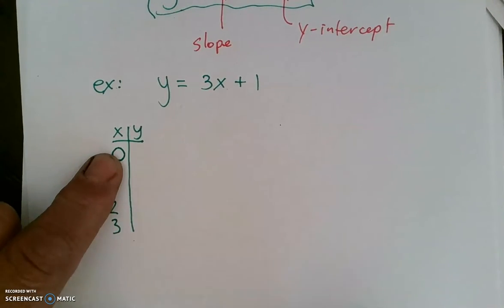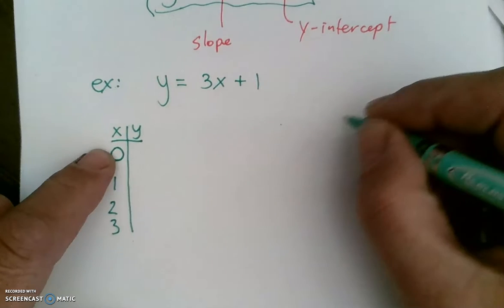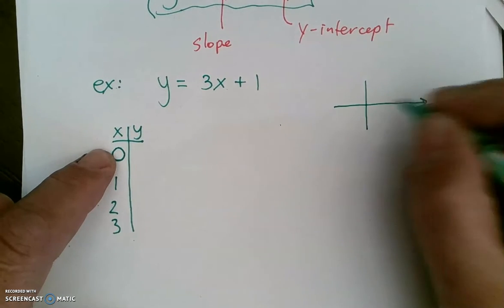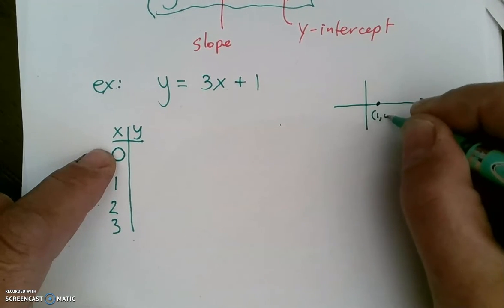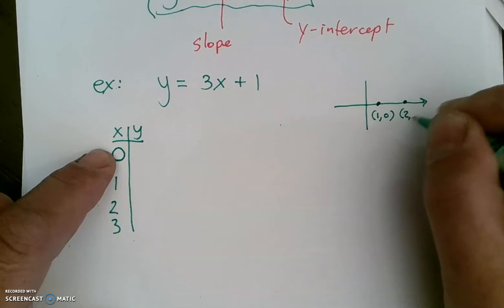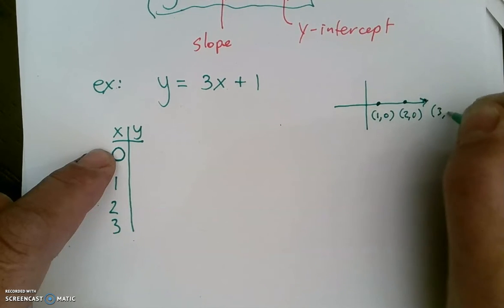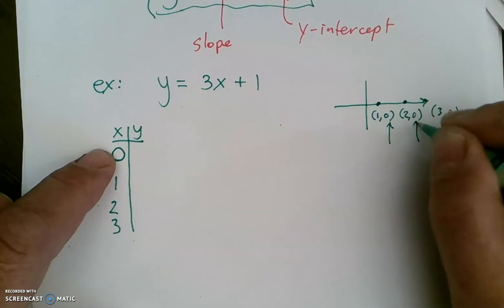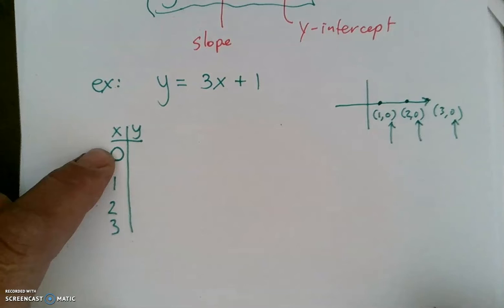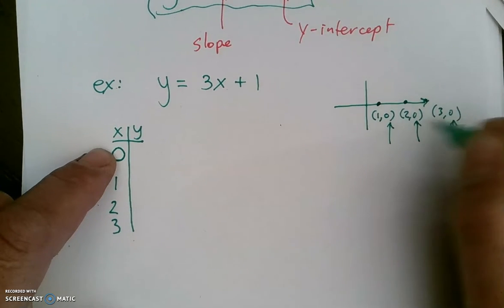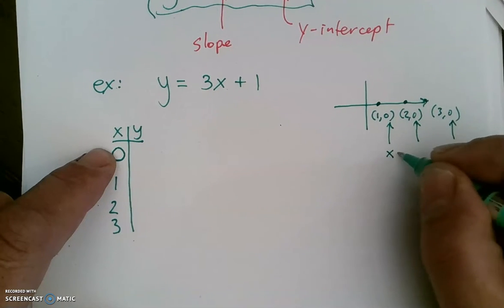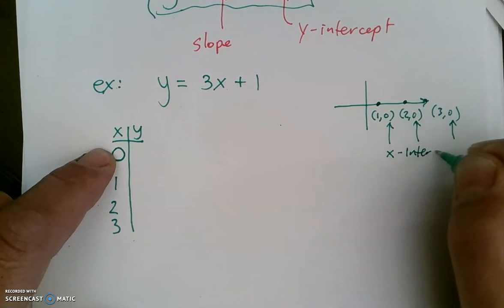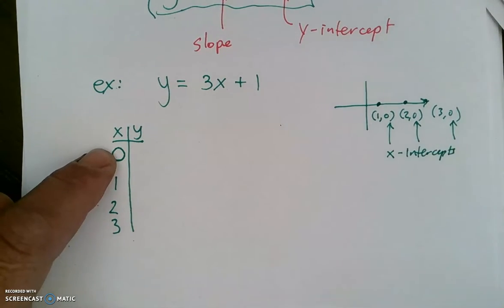Now why 0? 0 is important. If you're on the x-axis, anywhere on the x-axis, that point is 1, 0. This point would be 2, 0. The next point would be 3, 0. In all these cases, your y coordinate is 0. So these are all x-intercepts. If they're on the x-axis, they're an x-intercept. If they're on the y-axis, they're a y-intercept.